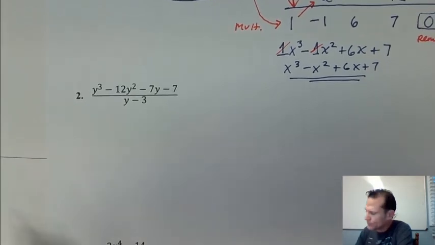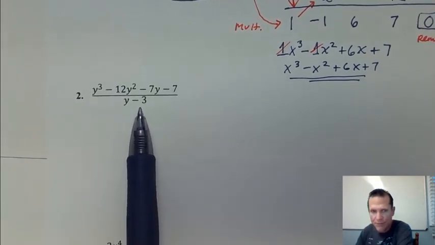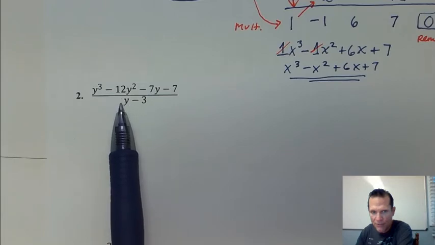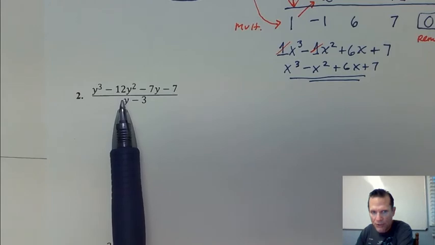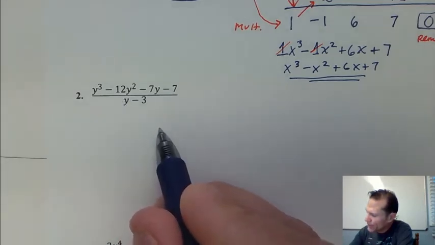Okay, check it out for synthetic division. We have a binomial with coefficient 1 to the first power. Looks good. So I'm going to write down 3.